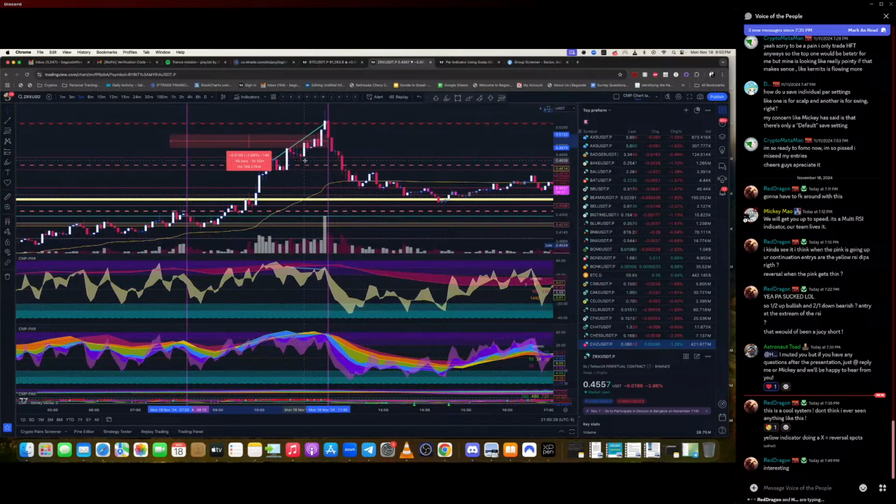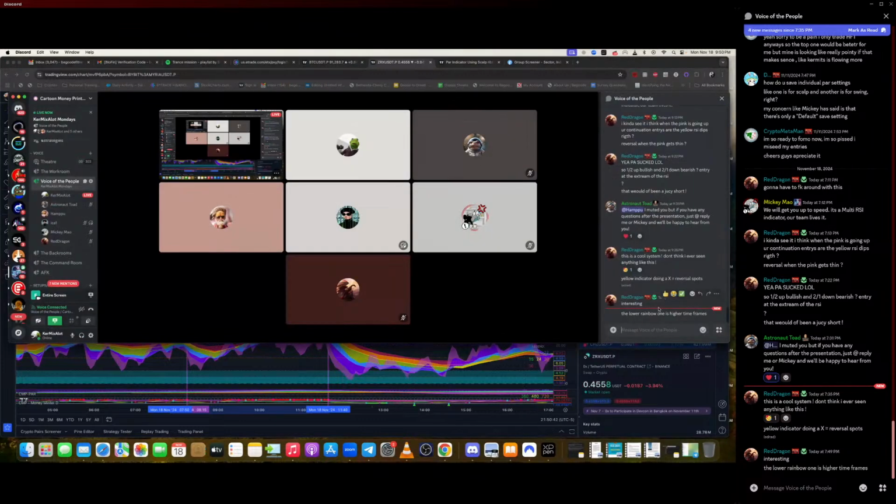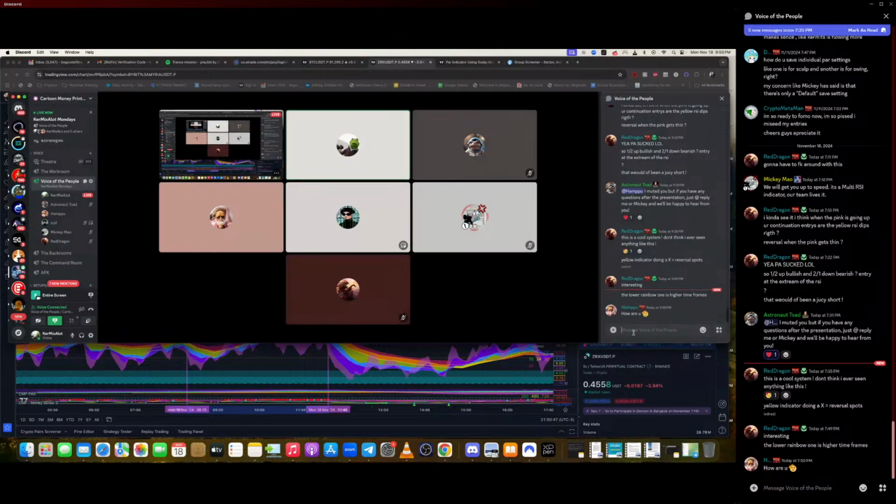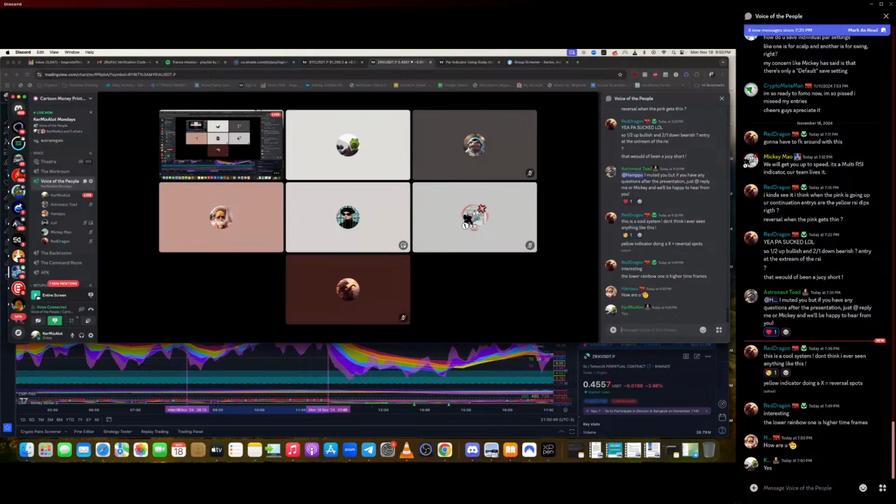So yeah, when you use the momentum par with pivots, it's really powerful. The lower rainbow one is on higher time frames. Yes, it is.